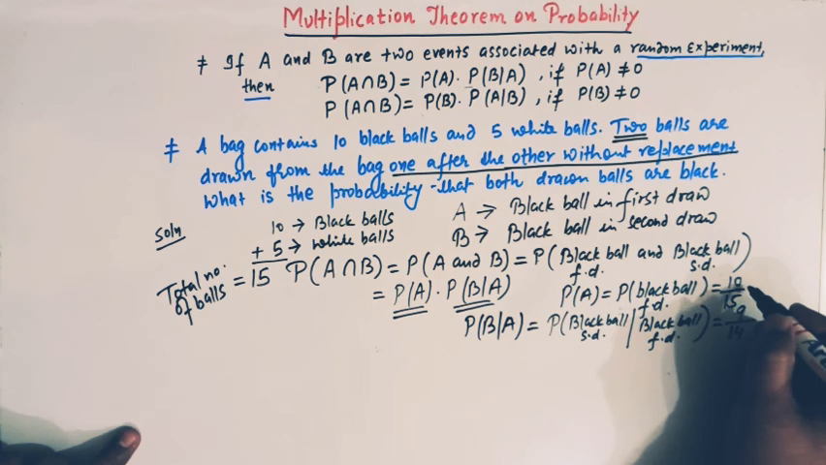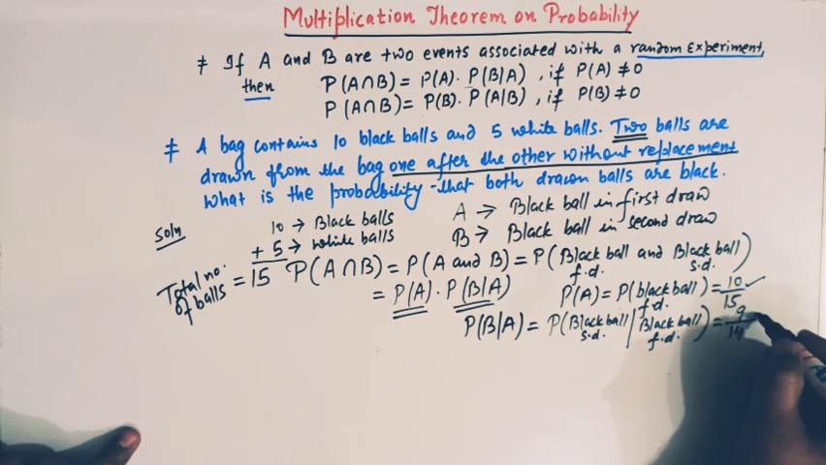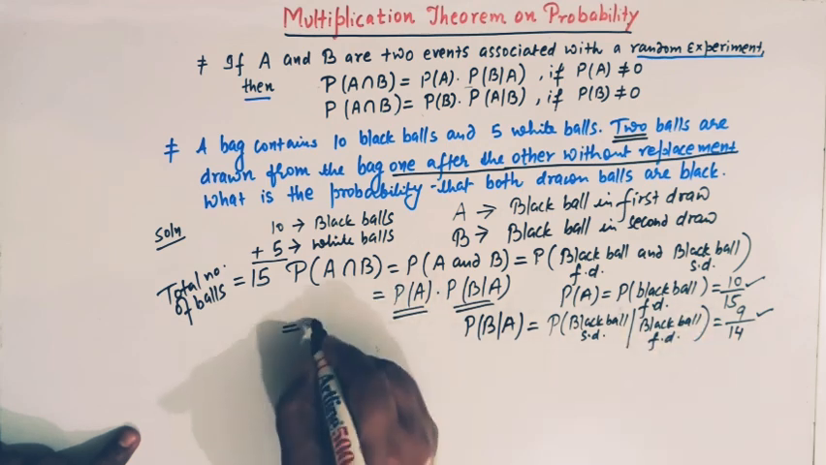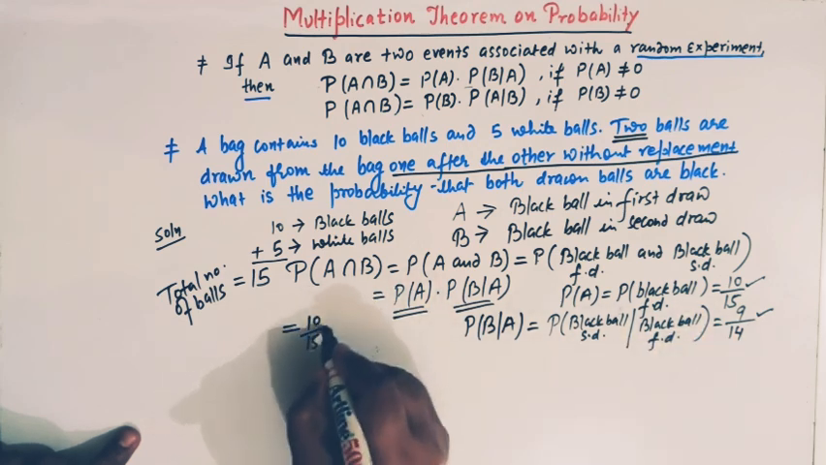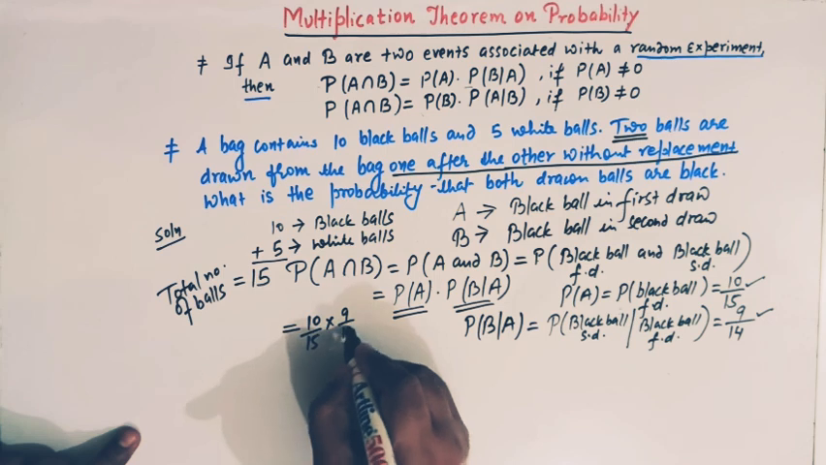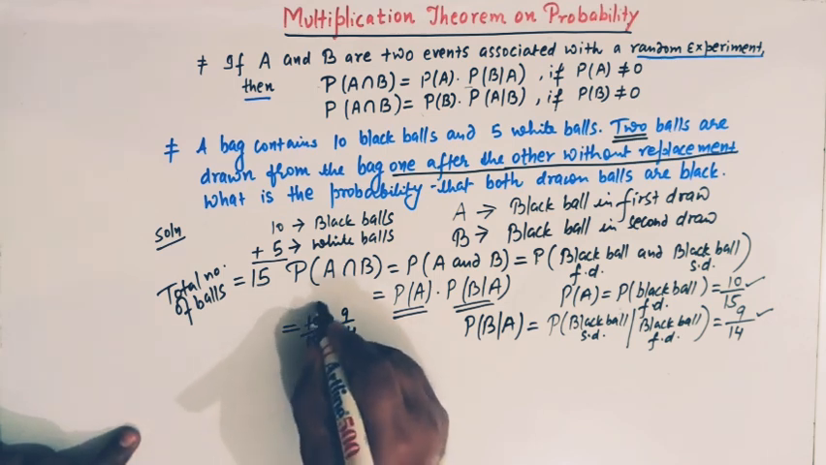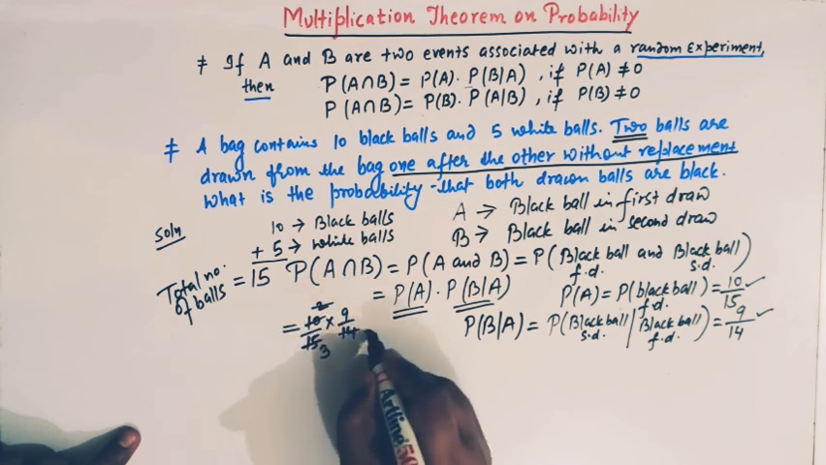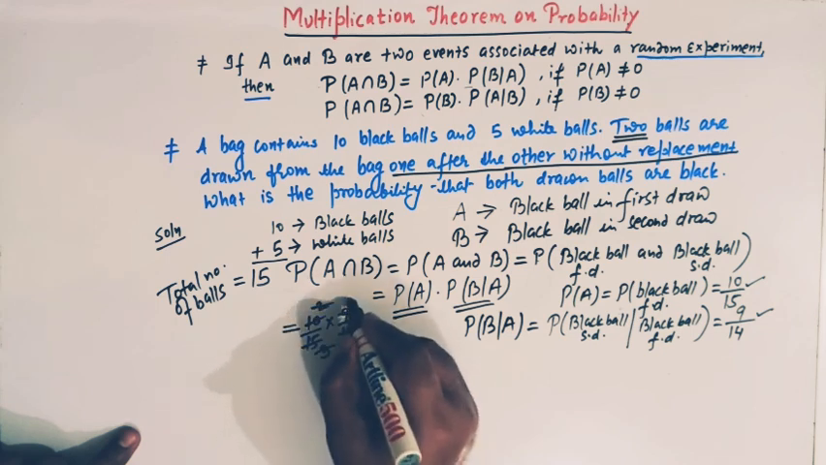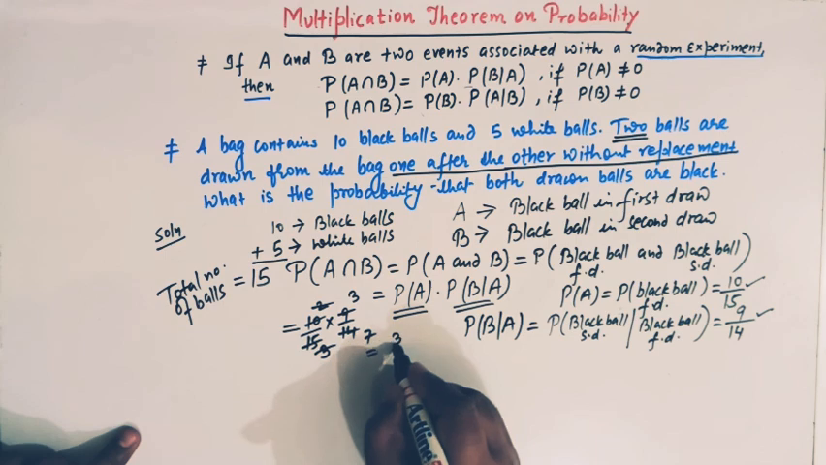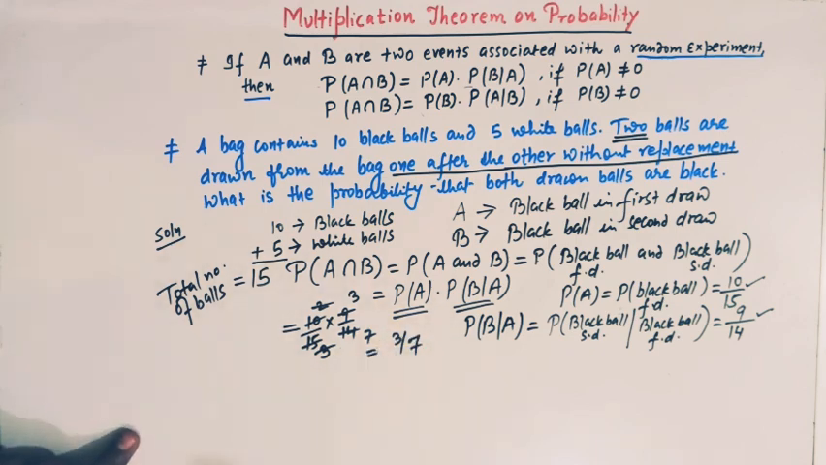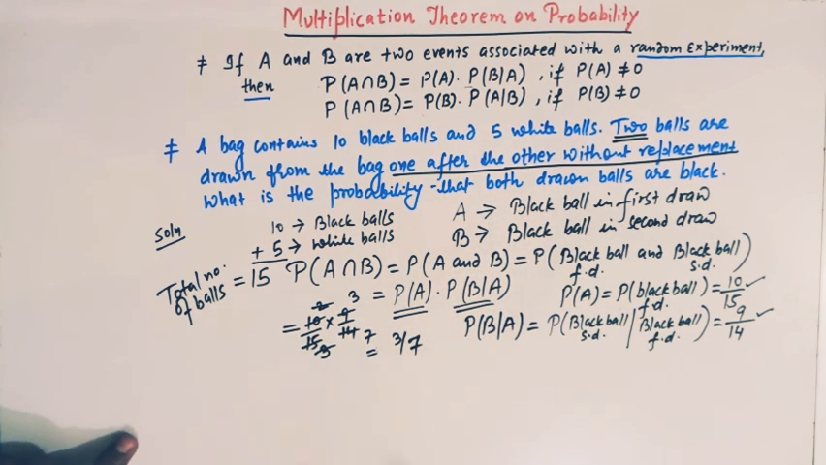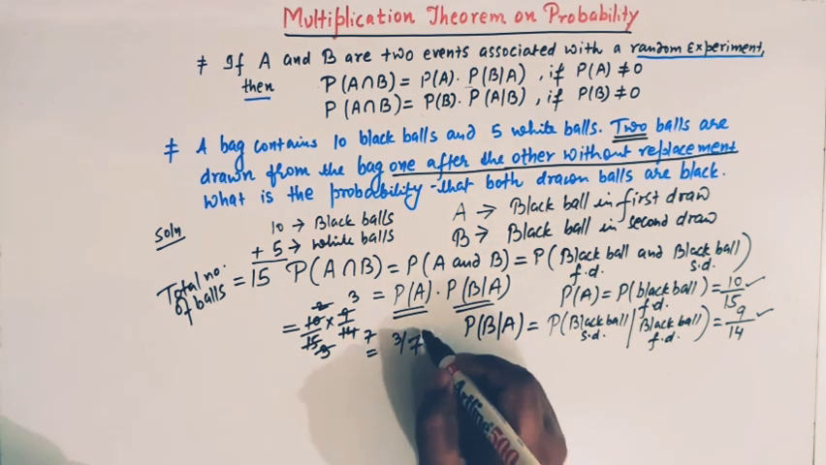So now substitute this value and this value here. We'll have the required probability as 10 by 15 times 9 by 14. So this is 5 2s are 10, 5 3s are 15, and this is 2 7s are 14, this is 3 3s are 9, so we have 3 by 7. So the probability that both the drawn balls are black is 3 by 7.